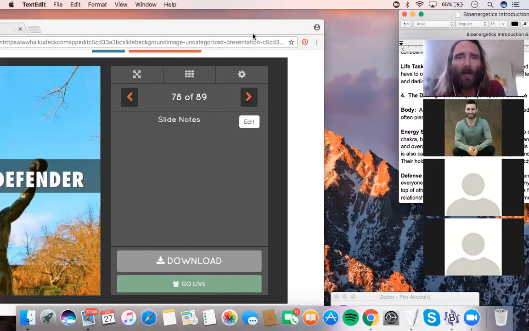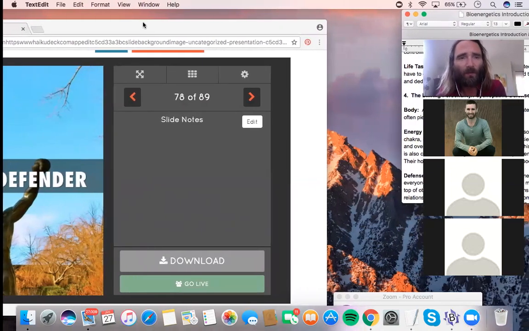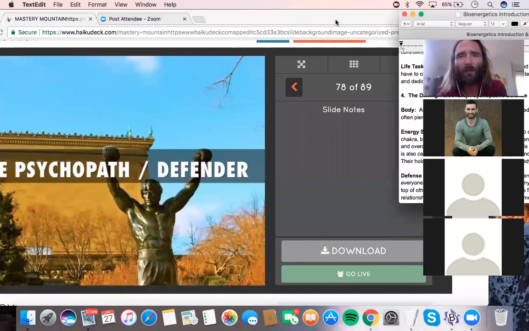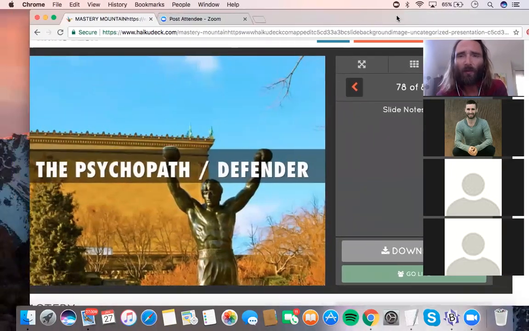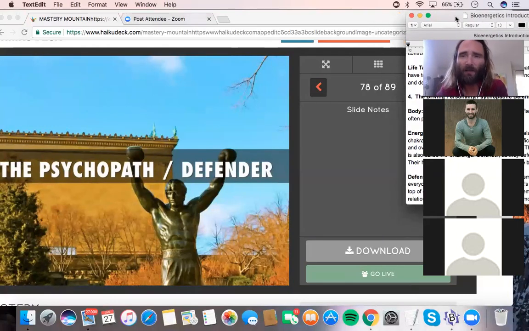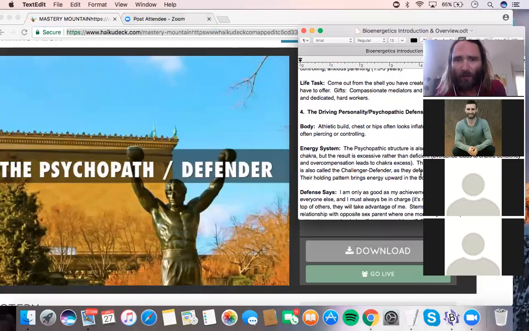Okay, the psychopath. It's funny, they call it here the driving personality, but I've always heard of it as the defender. And there are slight deviations, like some people talk about a narcissist type. We don't have that in this tradition. It would probably go more into the psychopath. We have 5 types in ours.